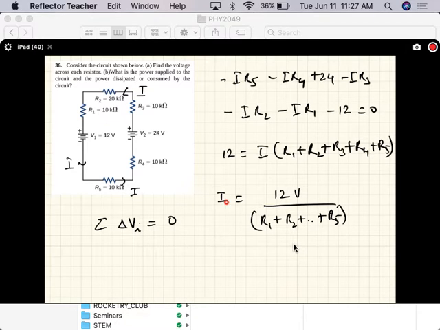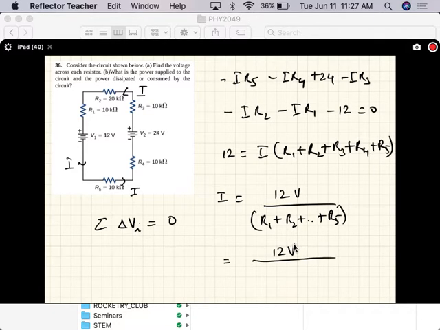So essentially this is just Ohm's law: the net voltage divided by the net resistance. The net voltage is, these guys are working against each other, so the net voltage is 12 volts, and the total resistance is just the sum of all the resistors since they're all in series. Okay. So that's what this thing amounted to.